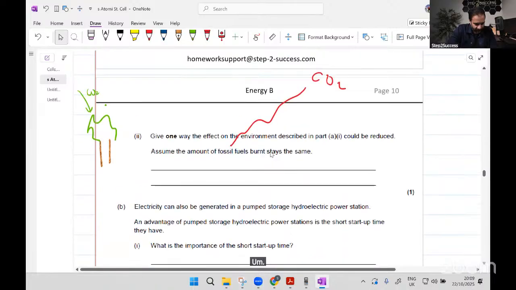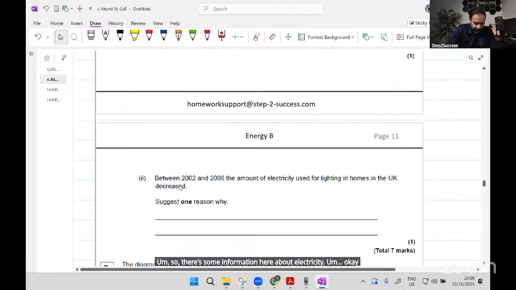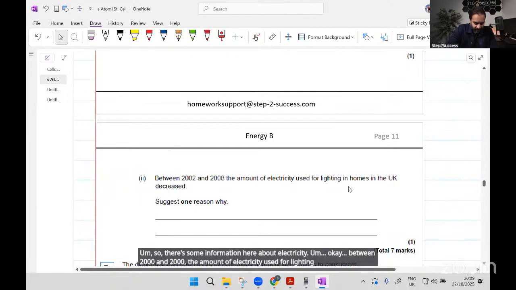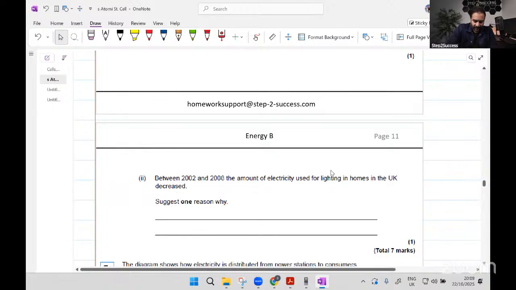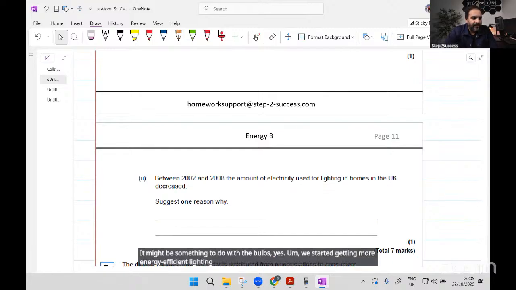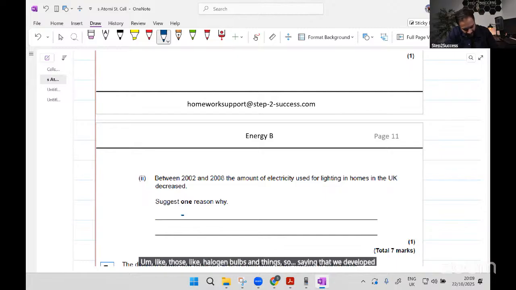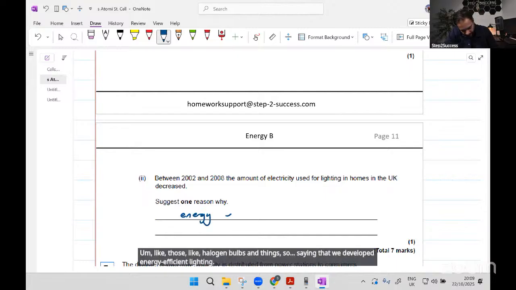So there's some information here about electricity. Between 2000 and 2000, the amount of electricity used for lighting in homes in the UK decreased. Like, I'll check the answer for this. My instinct says it might be something to do with bulbs. Yes. We started getting more energy efficient lighting, like halogen bulbs and things. So saying that we developed energy efficient lighting would be fine.